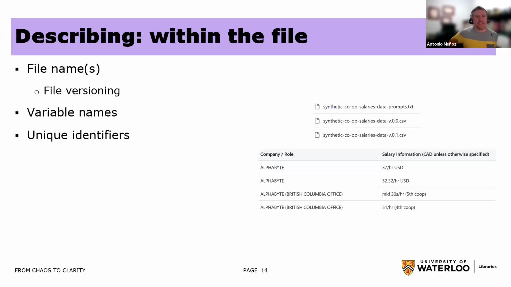All right, then we move on to describing stages of data, working with data. You can describe your data in different ways. The two main ways are describing data within your file, and describing data outside of the file. Within the file, things like your file names, the file versioning, the names that you use for your variables, and any unique identifiers will help you describe the data that you're working with, and hopefully make it easier for people using your data set to understand what they are looking at.